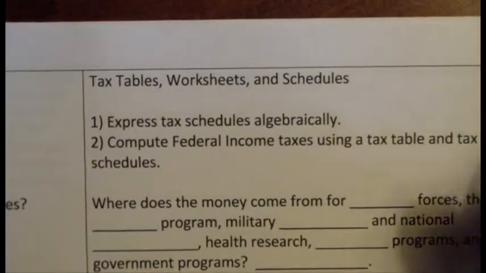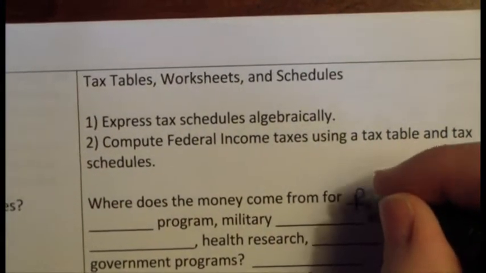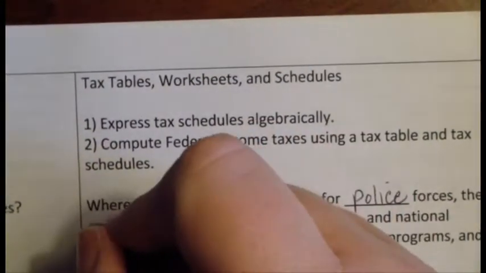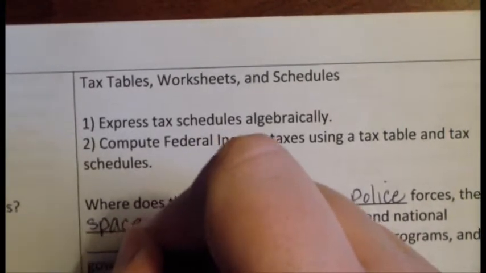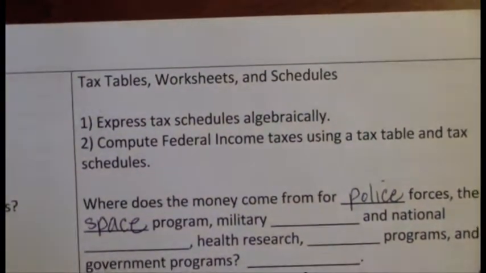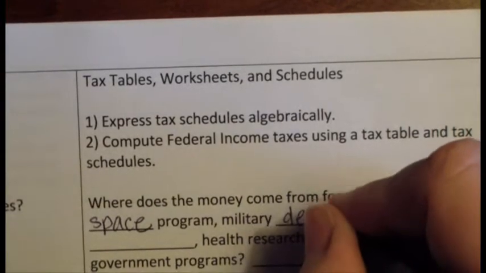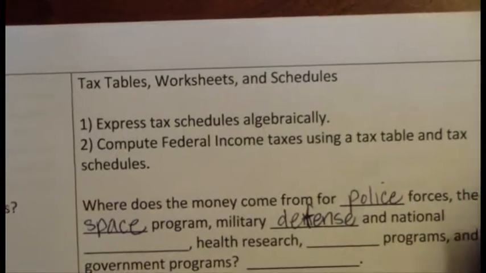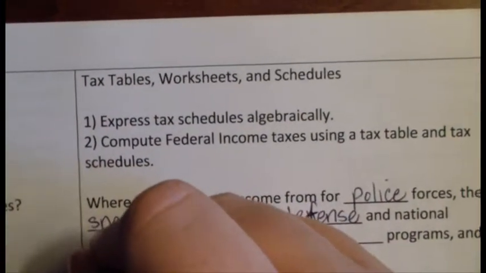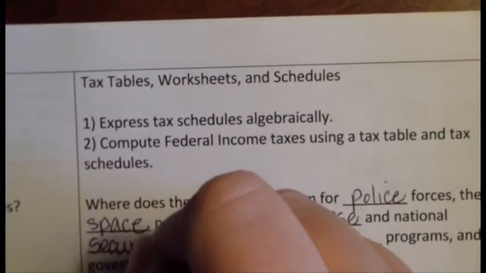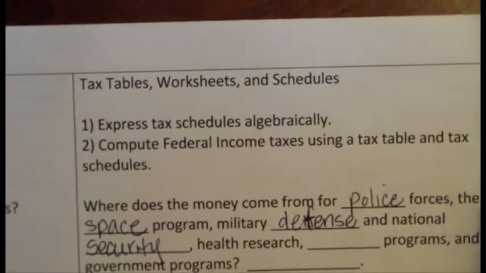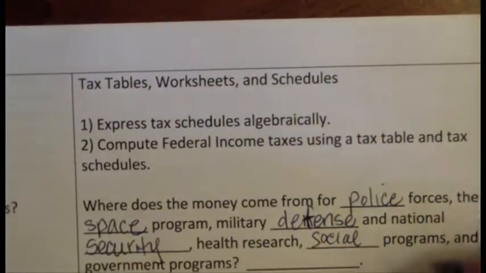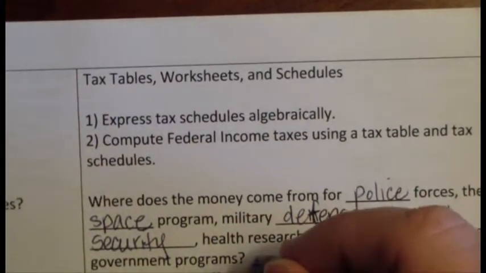So where does the money come from for police forces, the space program, military defense, and national security, health research, social programs, and other government programs? Money comes from the taxpayers.